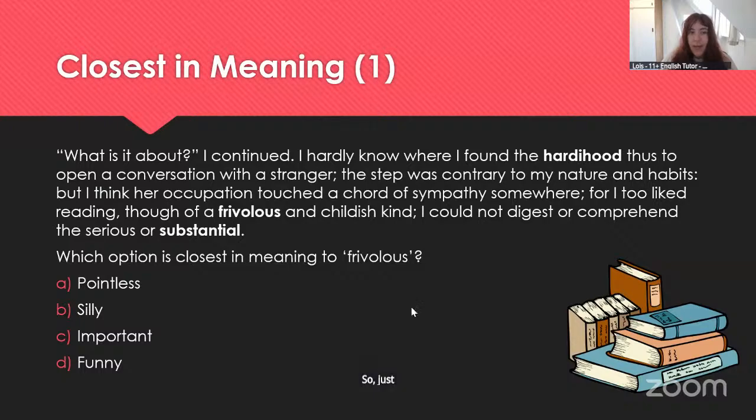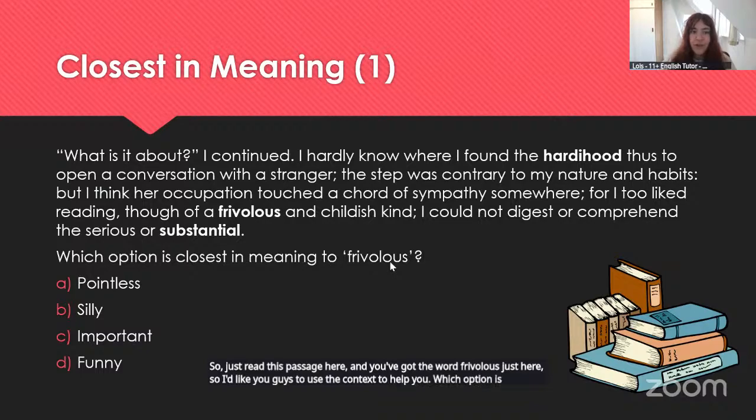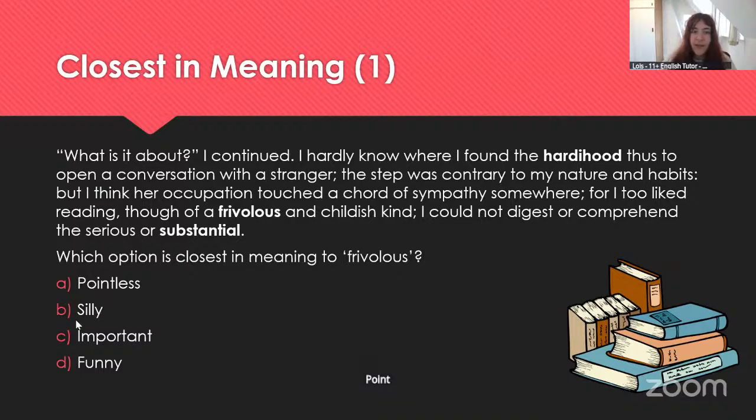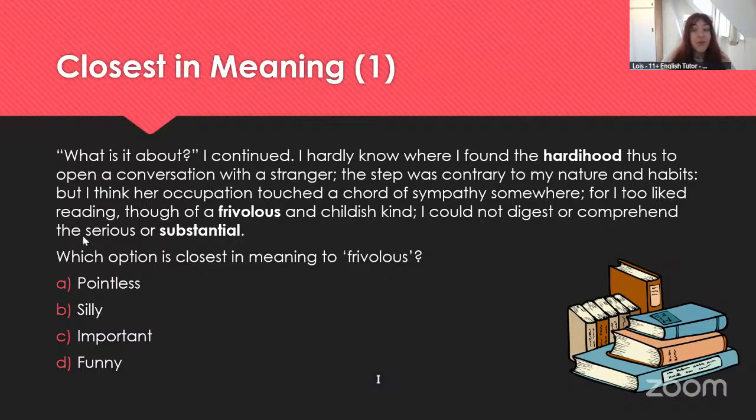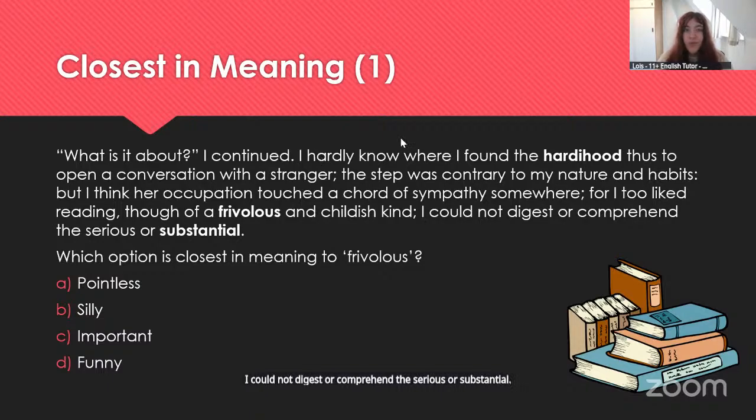We've just read this passage, and you've got the word frivolous here. I'd like you to use the context to help you. Which option is closest in meaning to frivolous? Pointless, silly, important, or funny? She's talking about her reading. She says, I too liked reading, though of a frivolous and childish kind. I could not digest or comprehend the serious or substantial. So let's see what you think. Which option is closest in meaning to frivolous?